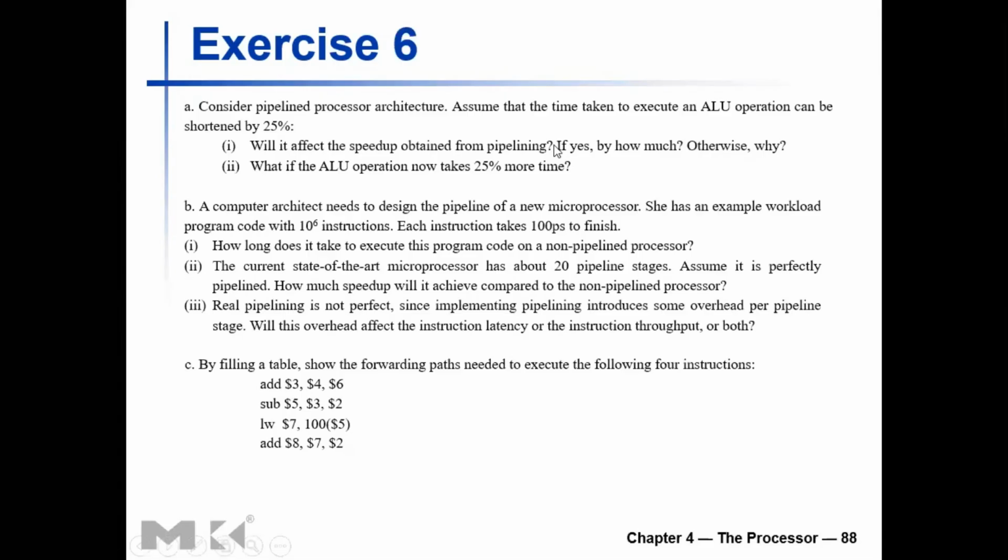What can you say? If yes, by how much? Otherwise, why? Why can it not? What do you think? Will it affect the speed up obtained by pipelining? Speed up, remember, it is referring to the throughput. Will it affect the speed up obtained by pipelining? What do you think? Shortening the ALU period.